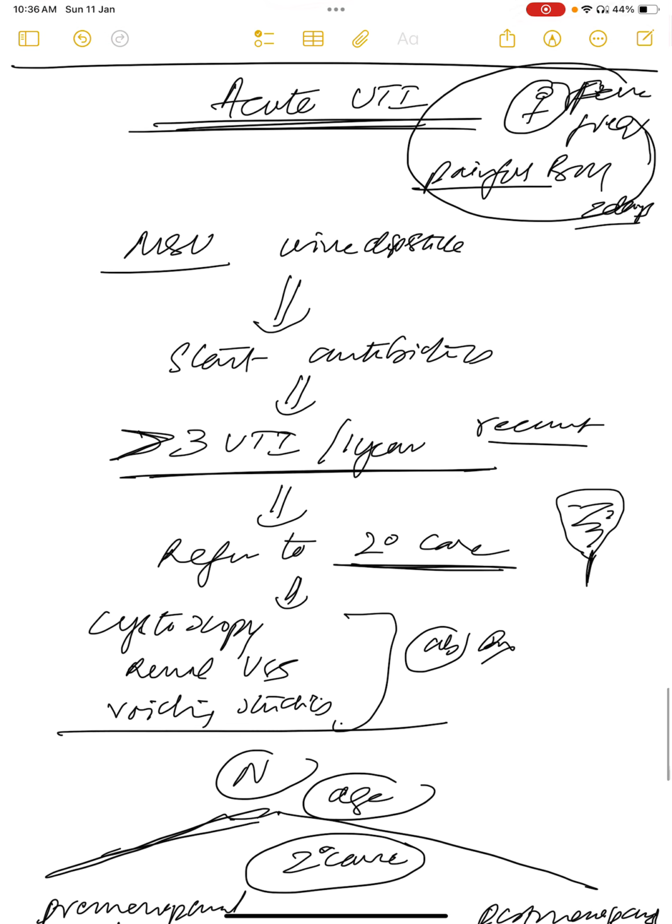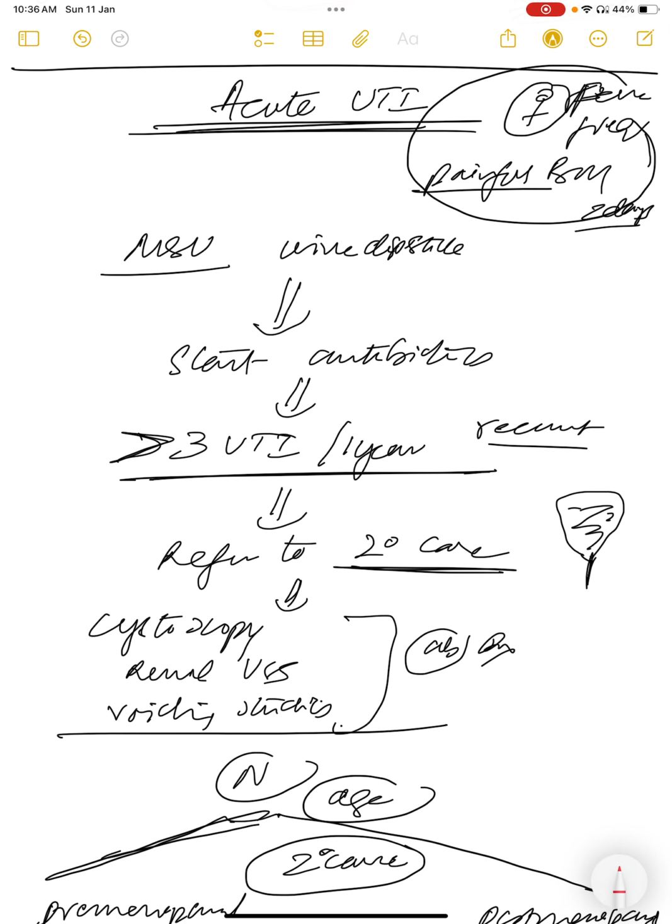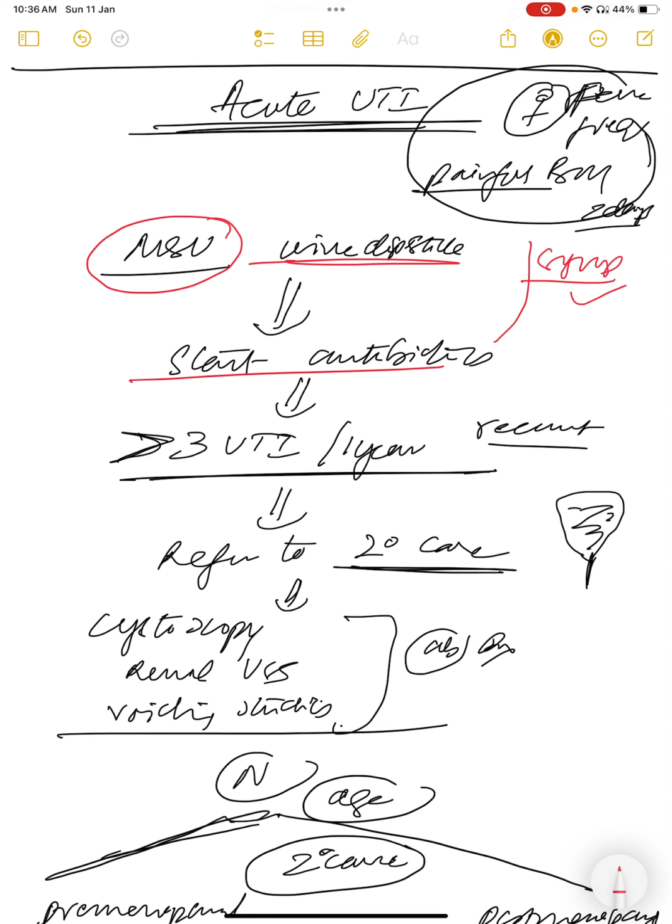If there is acute UTI, there is pain, increased frequency, fever, then first thing you'll go for urine dipstick and urine culture. You start antibiotics as there are symptoms. Even though in urine dipstick leukocytes and nitrites are negative, you send for culture. There is no pus, then also you send for culture, and you start the antibiotics.